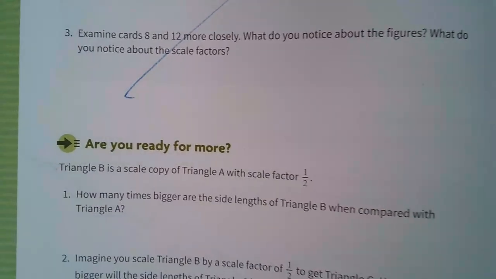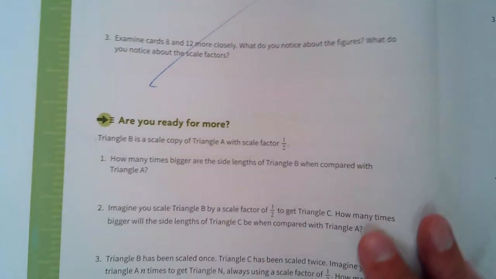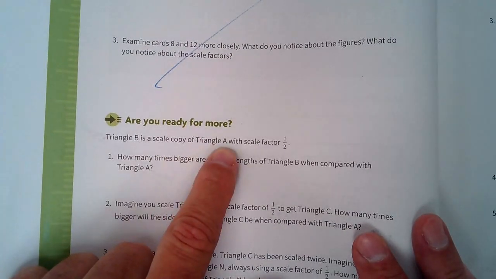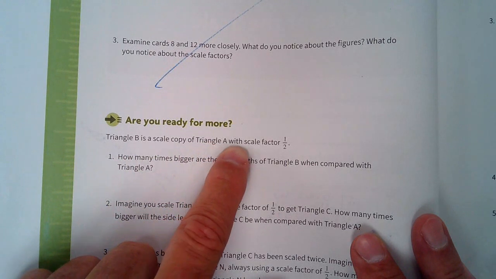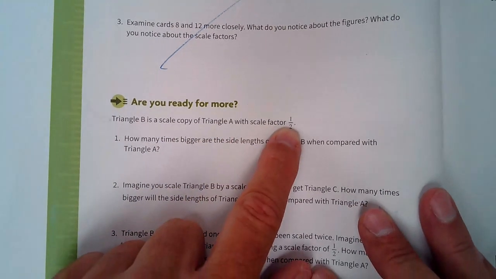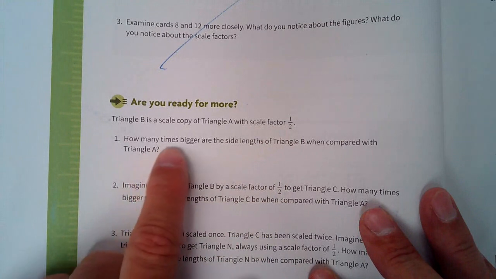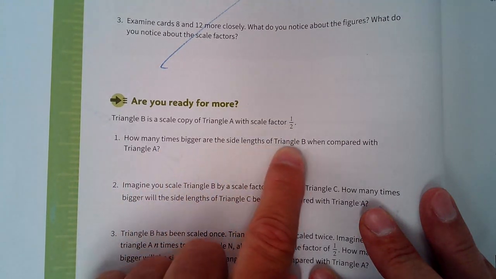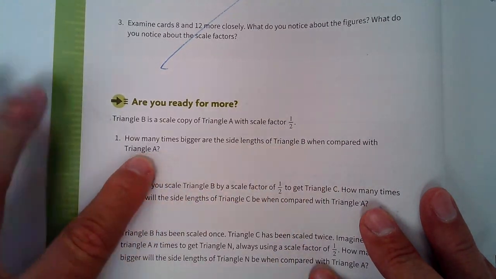All right, let's see here. Let's look at page 42. It says, are you ready for more? Triangle B is a scale copy of triangle A with a scale factor of 1/2. It says, how many times bigger are the side lengths of B when compared with A?